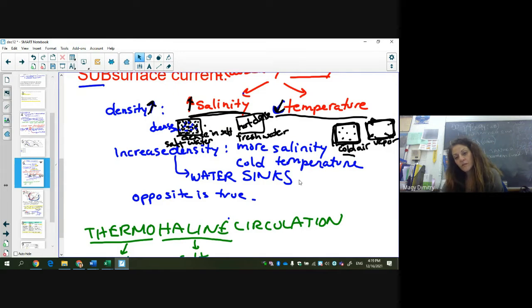And this means water sinks. I wrote here, and the opposite is true, meaning if I have warmer water, then it'll tend to rise. And if I have fresh water, which is less dense, it will also tend to rise. Okay. Any questions so far?